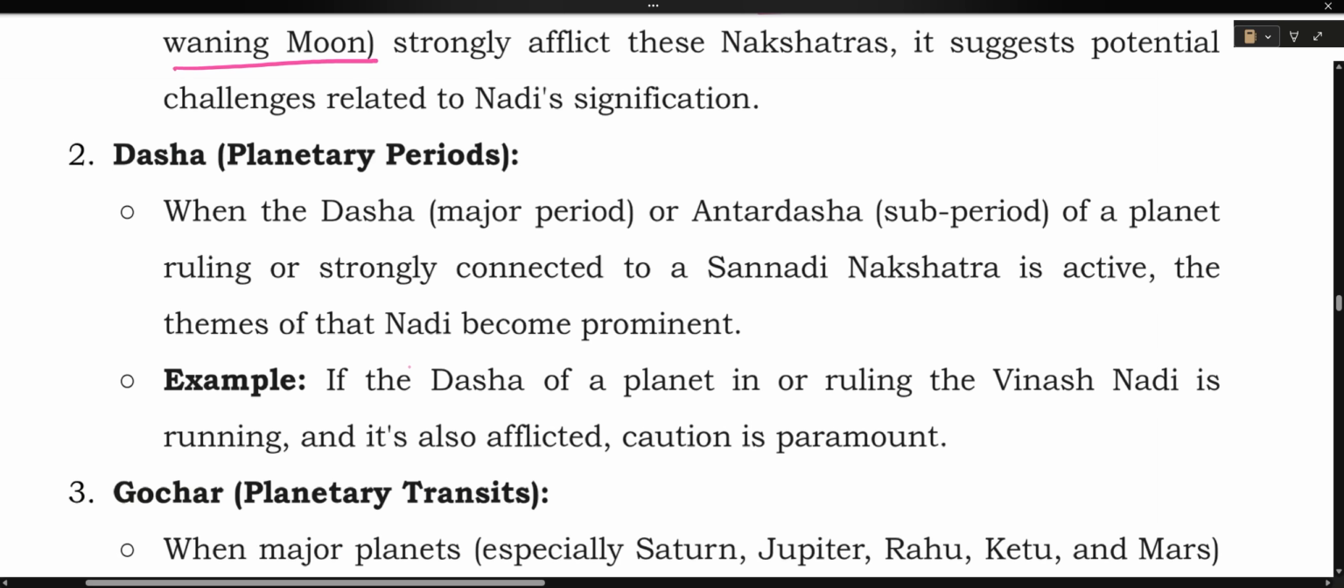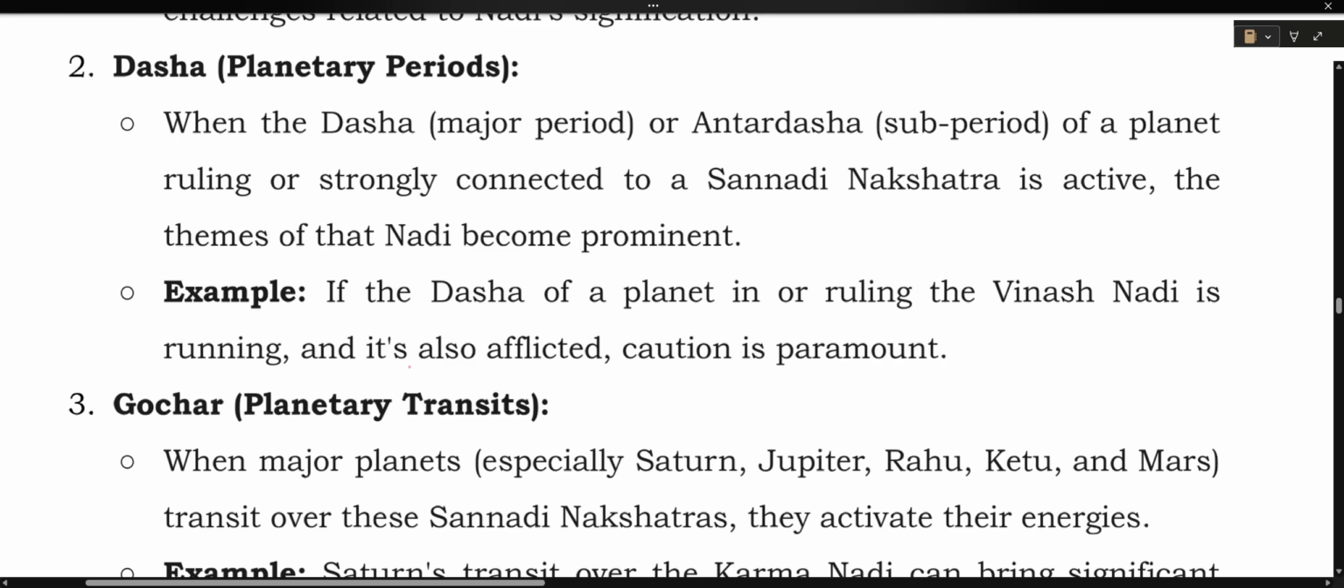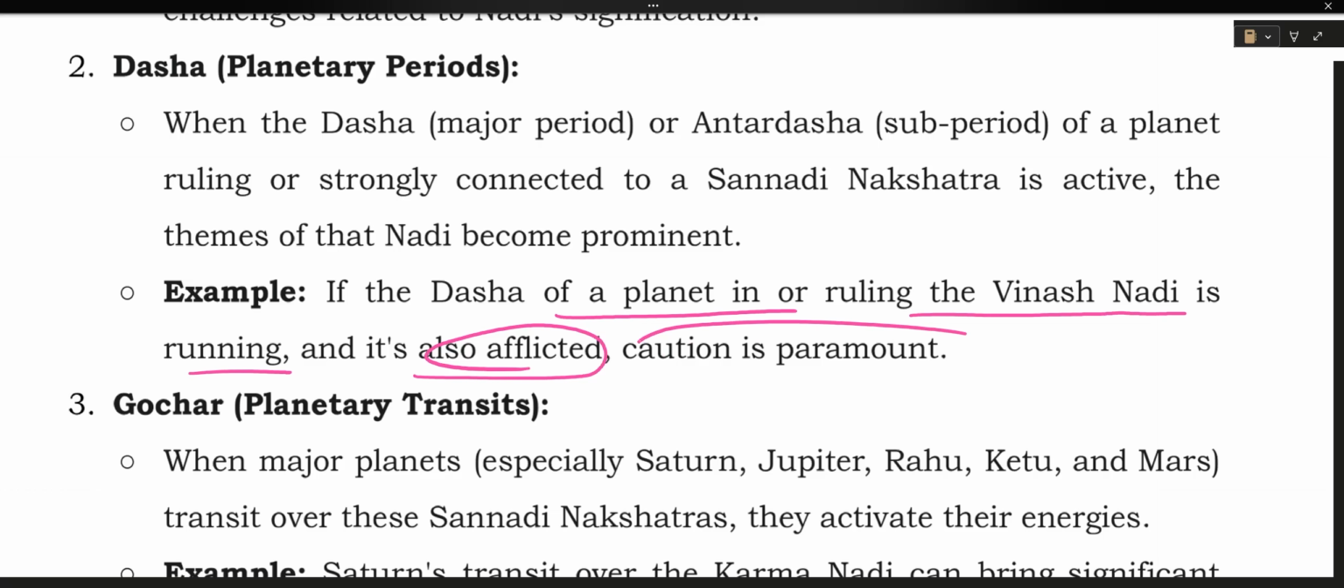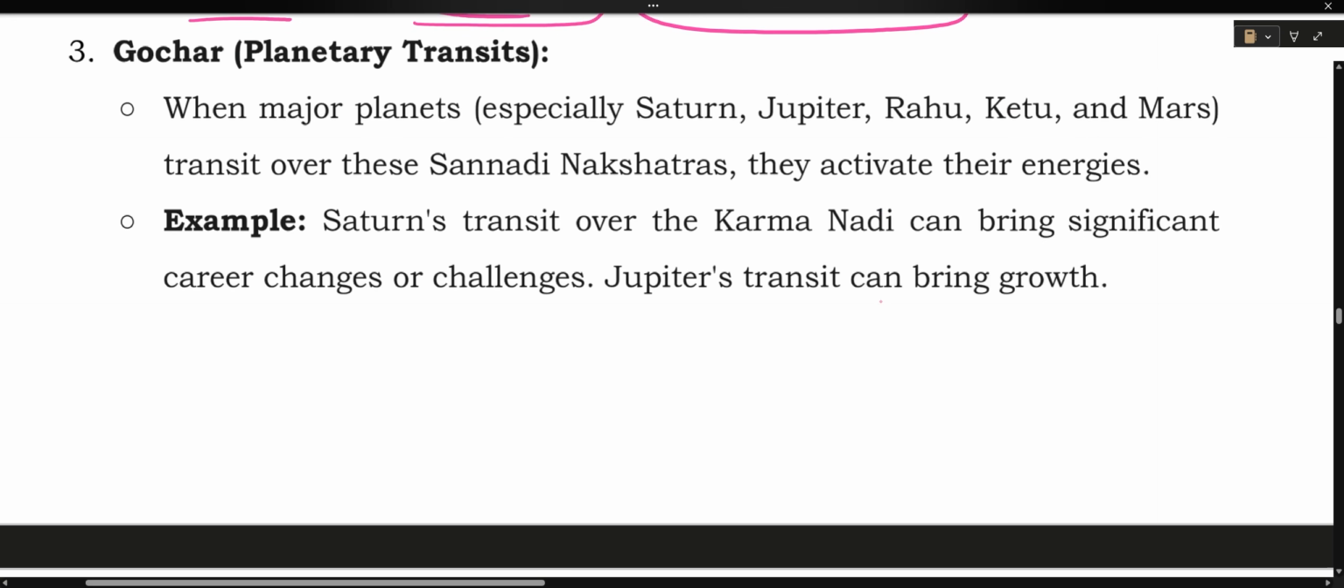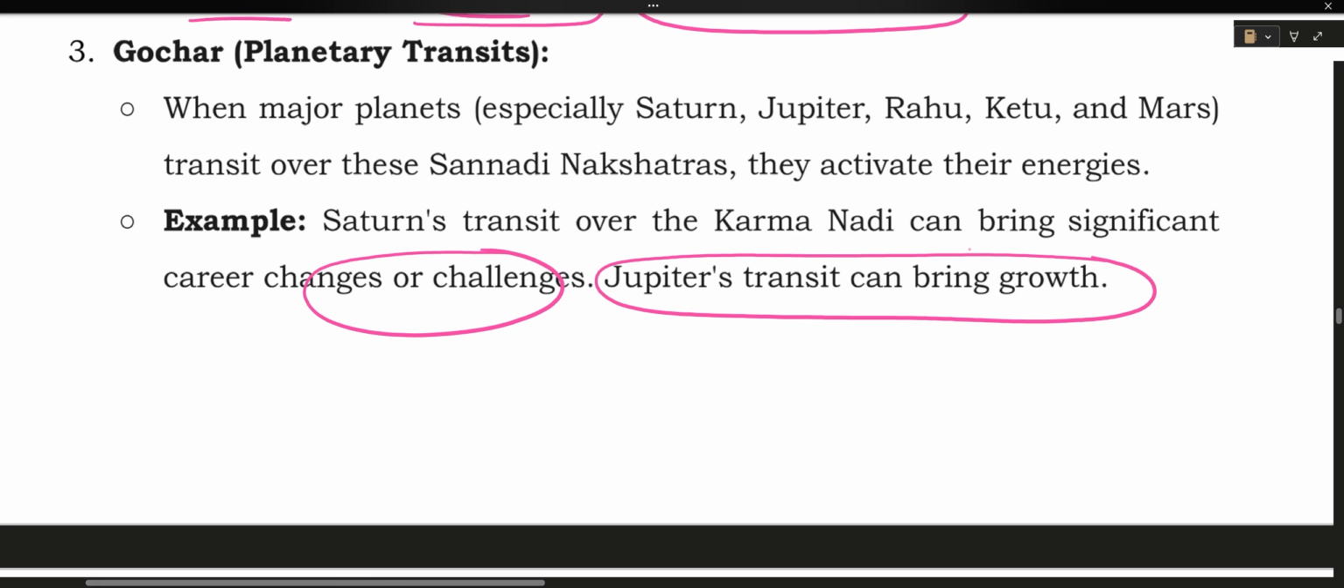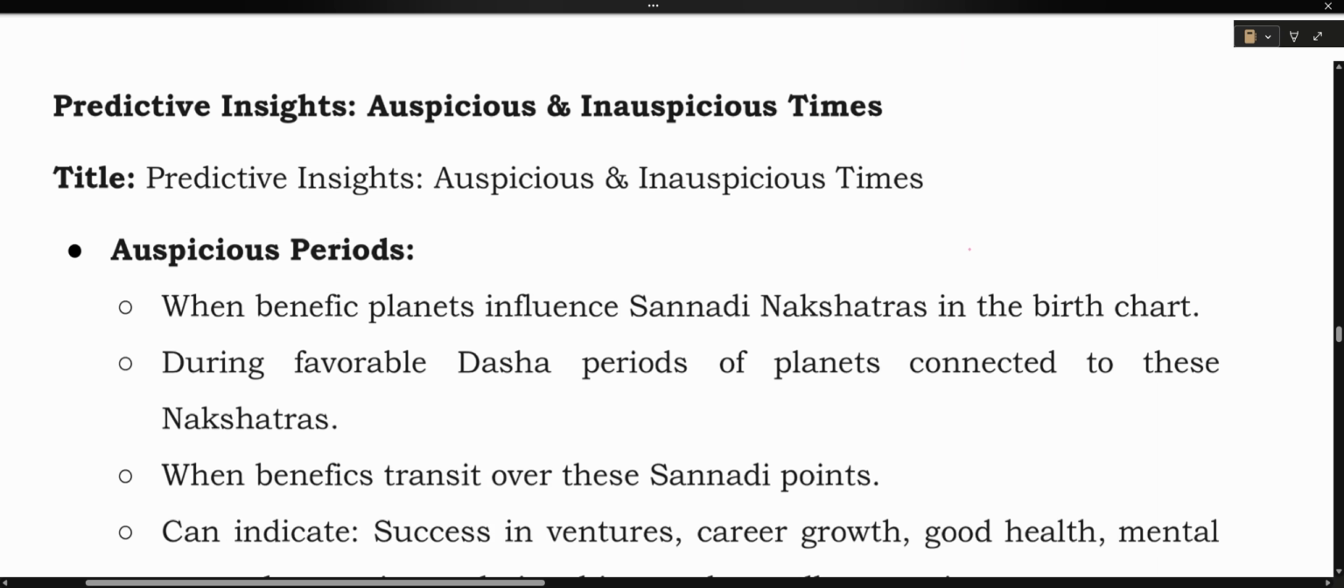Okay, so the impact is also in the dasa period. Suppose a planet's dasa is ruling the Venus Nari, and if Venus Nari is also afflicted, then caution is paramount. You need to be very much careful. Gochara works in the same way. If a malefic influence is there in the karma nari, there will be challenges in the career. Suppose Jupiter is transiting through the karma nari, then you can expect some promotion, and it can bring some growth or increment in your salary.